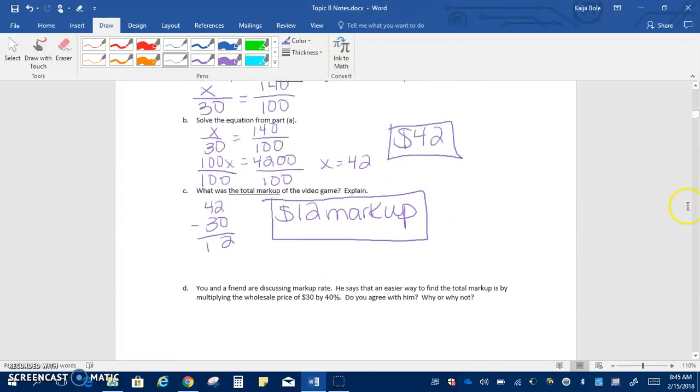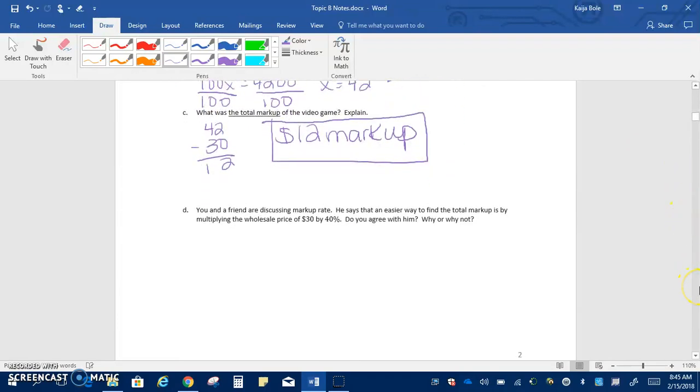Alright. D says, you and a friend are discussing markup rate. He says that an easier way to find the total markup is by multiplying the wholesale price of $30 by 40%. Do you agree with him? So if we do 30 times 0.40, you would get $12. Alright, the thing you have to remember is that is only the markup, so we'd have to take our 30 plus the 12 to get our 42. So you do get the same thing, but this would take an extra step.